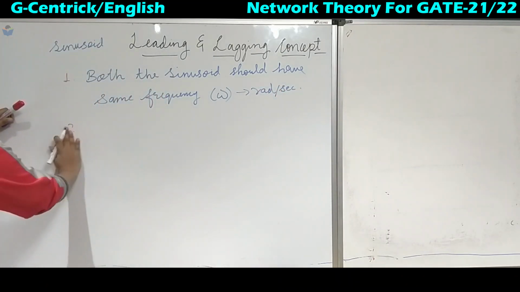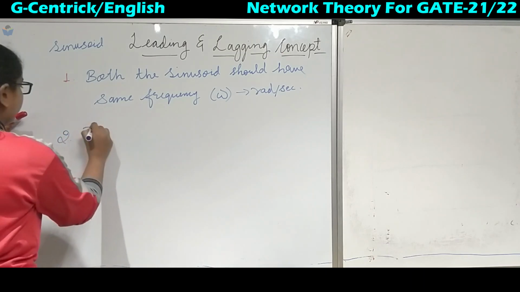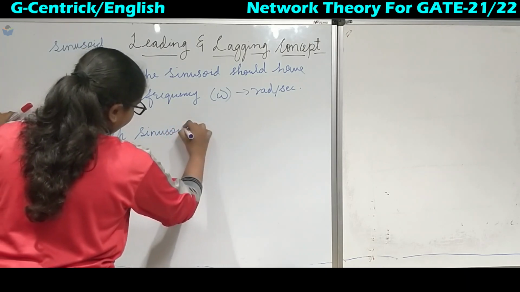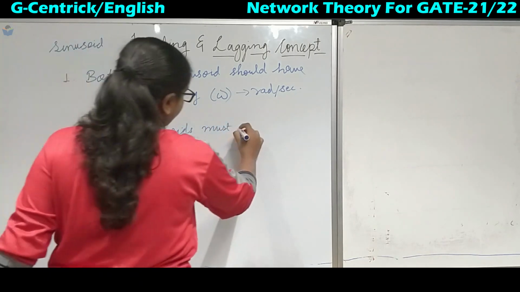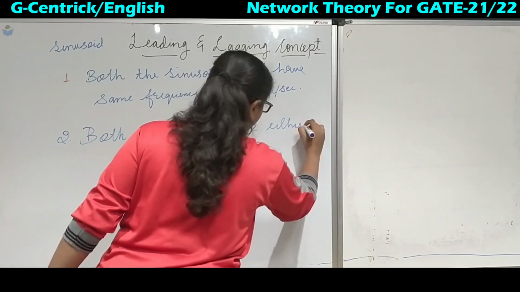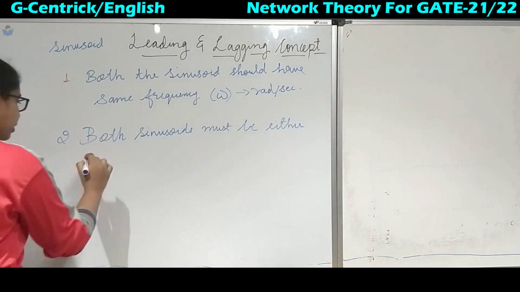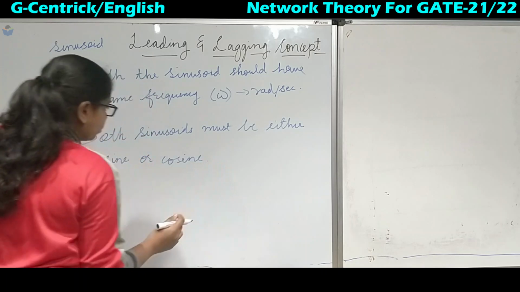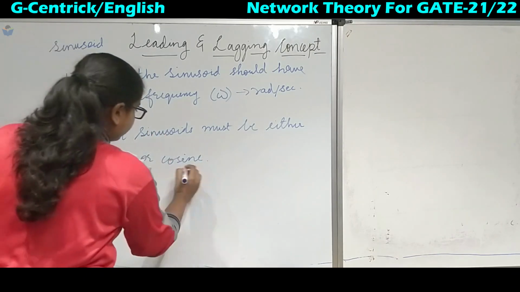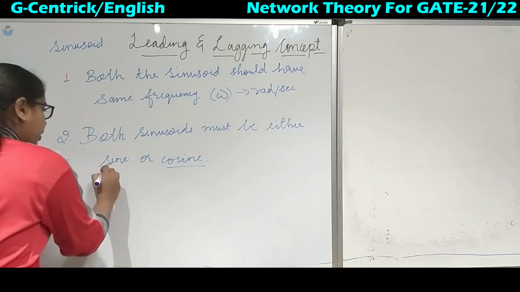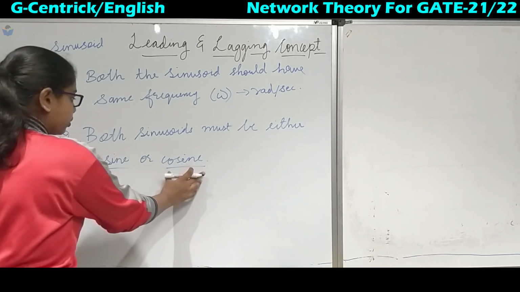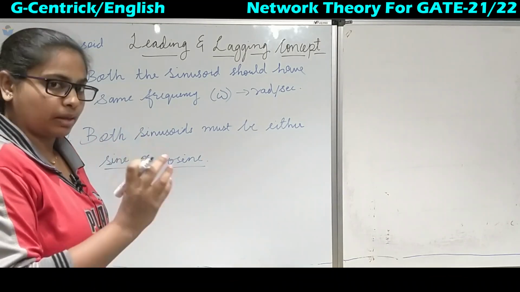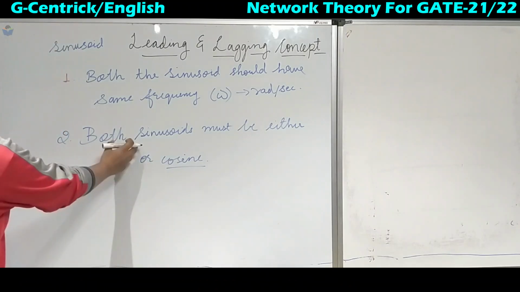Then our second point is that both the sinusoids must be either in terms of sine or cosine. When you are comparing two sinusoids, it must be either in terms of cosine or in terms of sine. If one signal is in cosine and the other one is in sine, then we have to convert them into the same quantity, either sine or cosine. So that is the second rule.